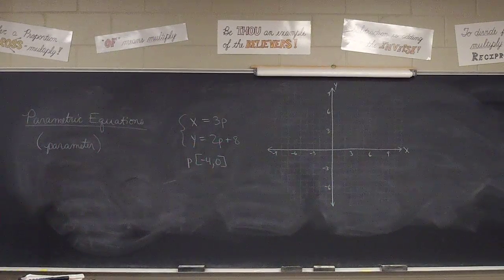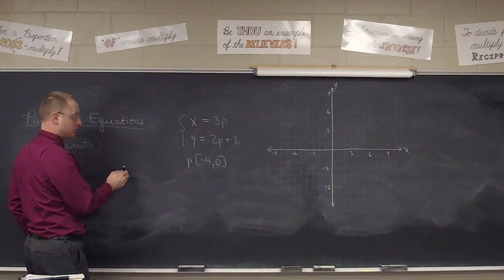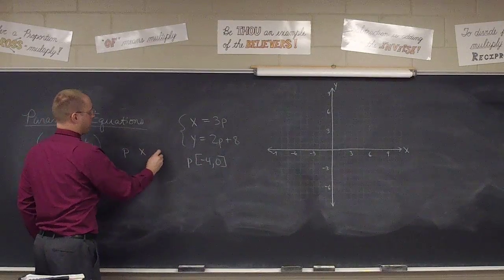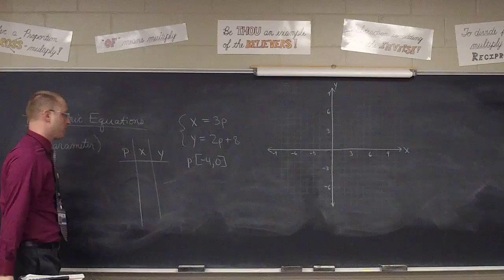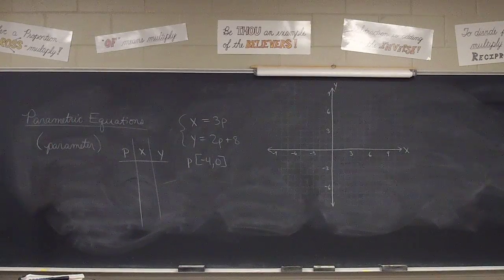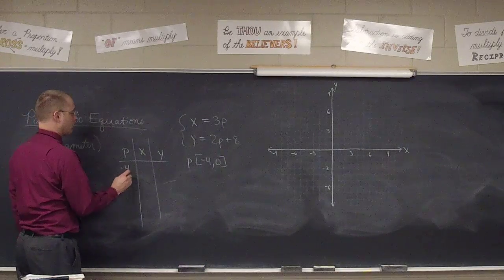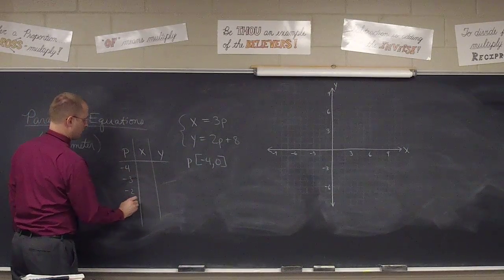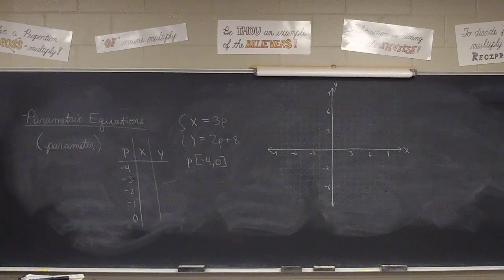What do we do? Make your chart. P, x, y this time, because instead of t, it's p. Big deal. We treat it the same way. All right, then what? Jamie? We list what can be possible values, so negative 4, negative 3, negative 2, negative 1, 0. There we go. Again, if you wanted to do fractions, you certainly could. I just don't want to.